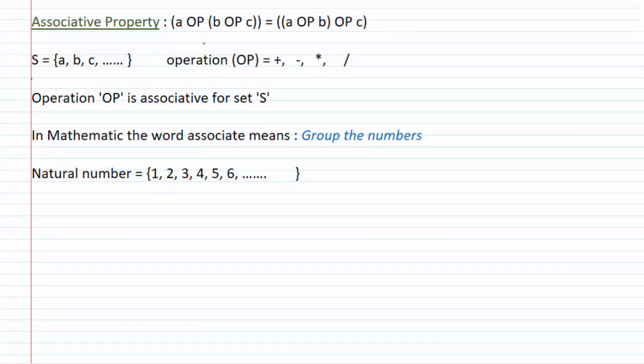Let's see the next property, that is the associative property. But before that, let's know the meaning of the word associate. In mathematics, the word associate means group the numbers.